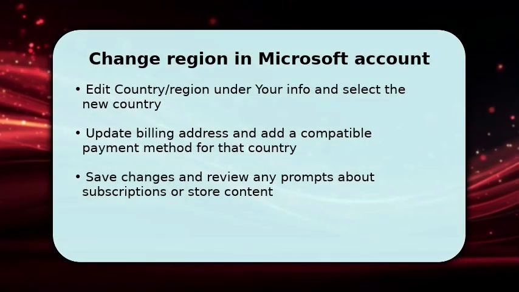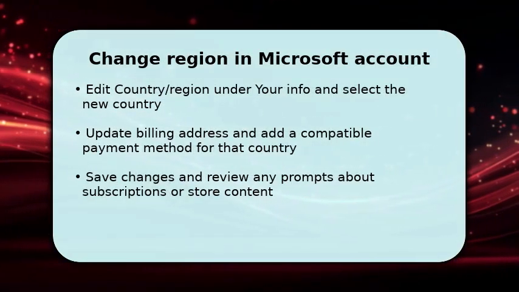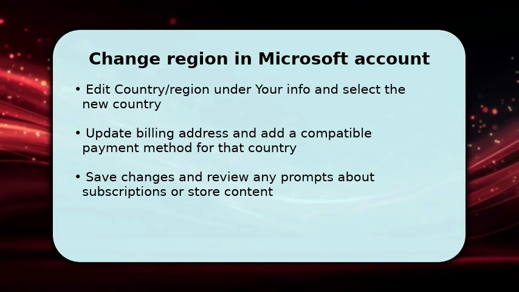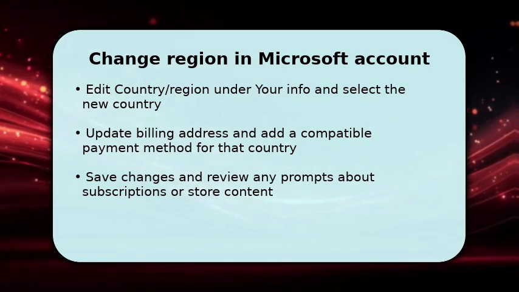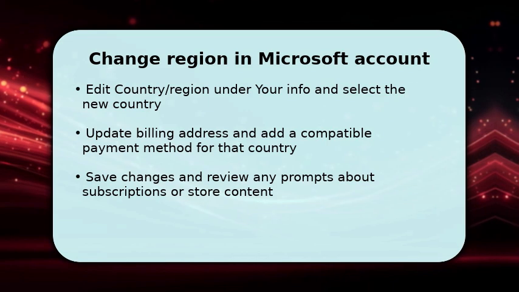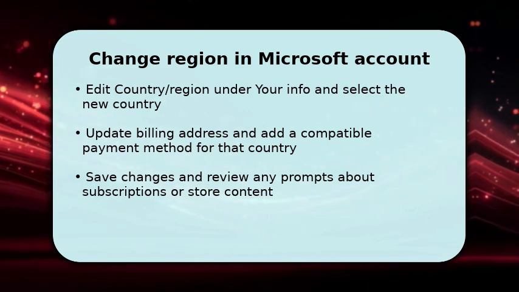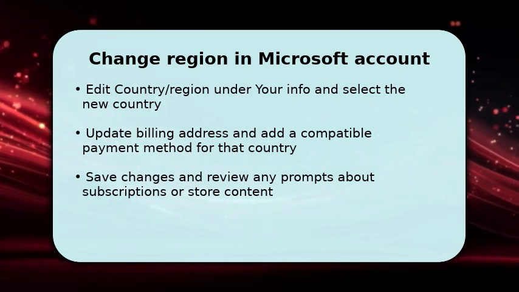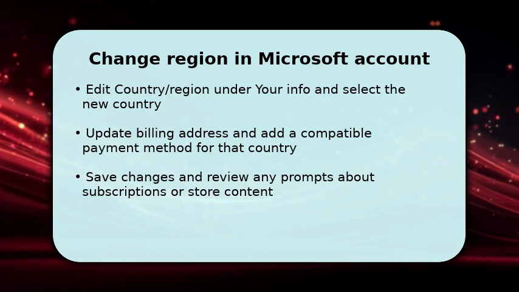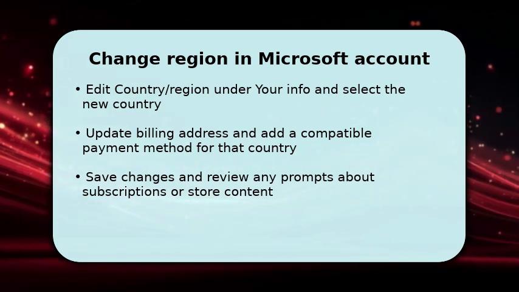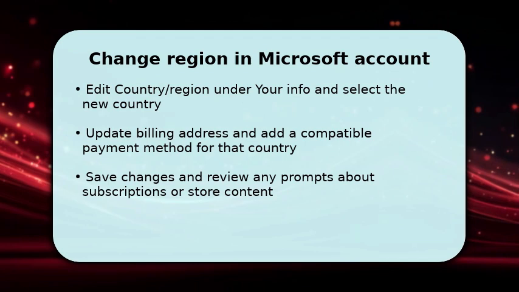Once done with prerequisites, edit the country/region field and pick the target country. The system will prompt you to update a billing address and payment method. Do this immediately so the change can apply. If you receive warnings about subscriptions or content access, read them carefully because some purchases won't move between regions.